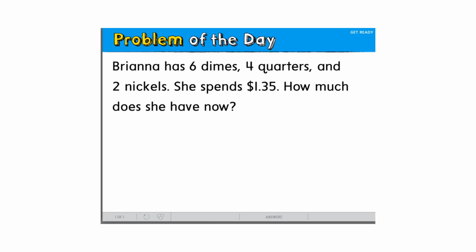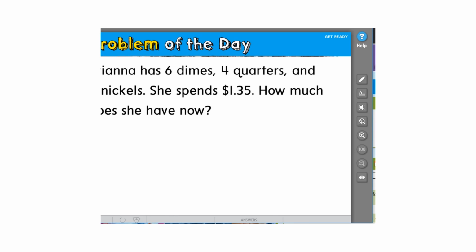All right, here's your problem of the day. Brianna's got 6 dimes, 4 quarters, and 2 nickels. She spends $1.35. So how much does she have now? So think about that. If you have a whiteboard marker, you can use that and use your whiteboard. If you don't, then just use a little corner of your note paper. So she's got 6 dimes, 4 quarters, and 2 nickels, and then she spends $1.35. Figure out how much she has left.